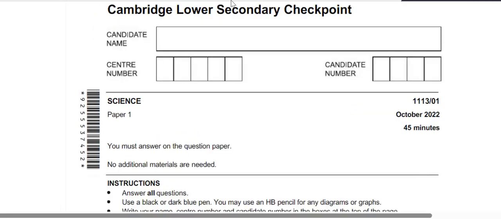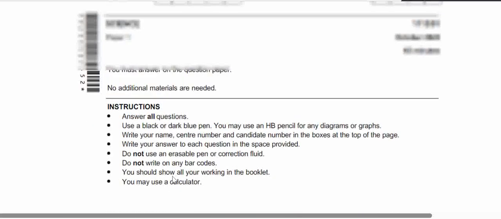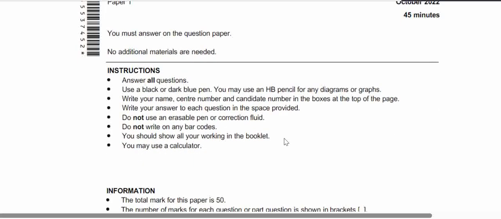Hi guys, now we're going to discuss Cambridge Lower Secondary Checkpoint, October 2022, past paper code 1113/01 or the new code is 0893. The total duration for this paper will be 45 minutes and the total marks is 50.